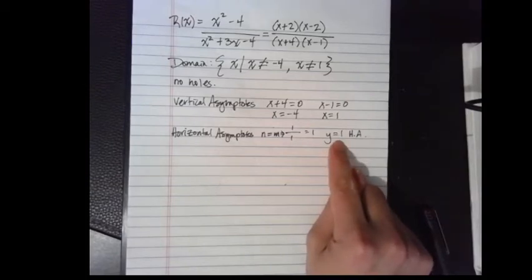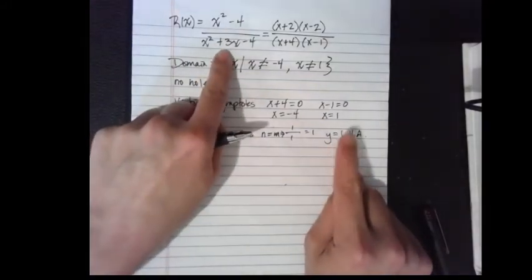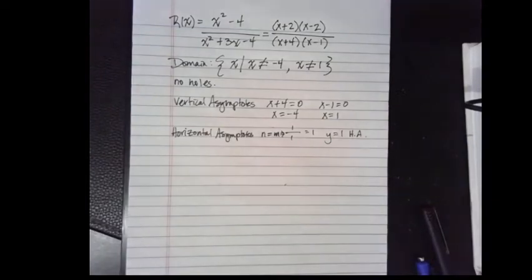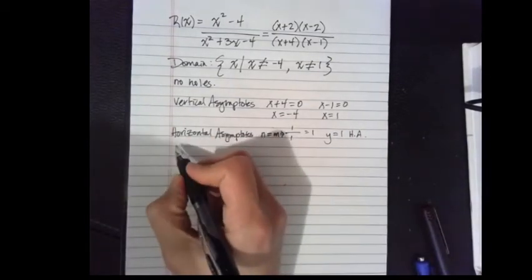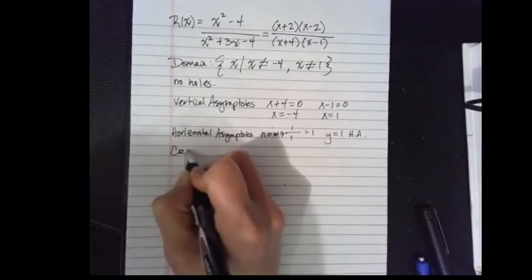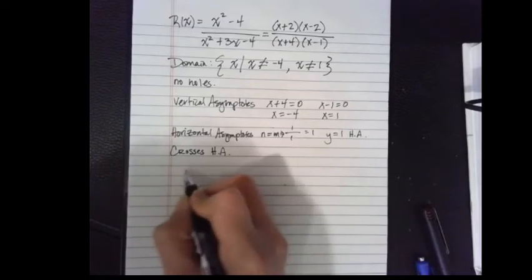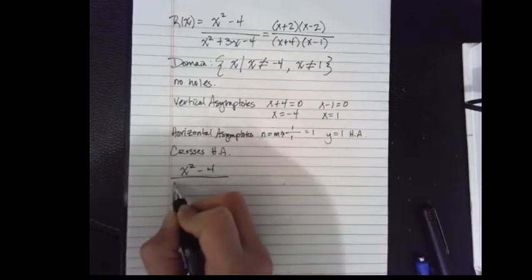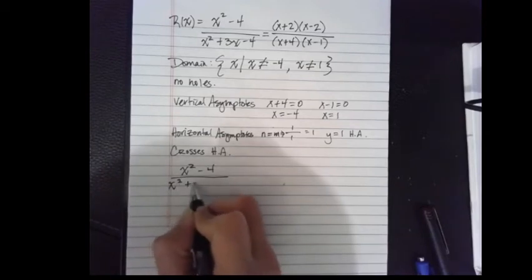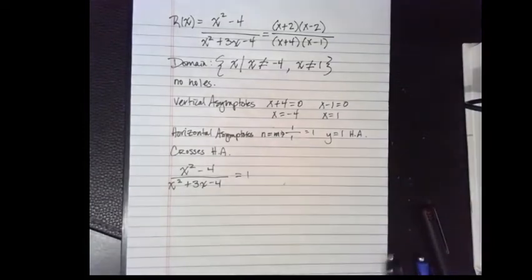And I found my horizontal asymptote, it's a special line, and in order to find where this graph is crossing, I'm going to take my function and I'm going to set it equal to 1. So let's do that. So crosses the horizontal asymptote. I have x squared minus 4 over x squared plus 3x minus 4 equals 1.